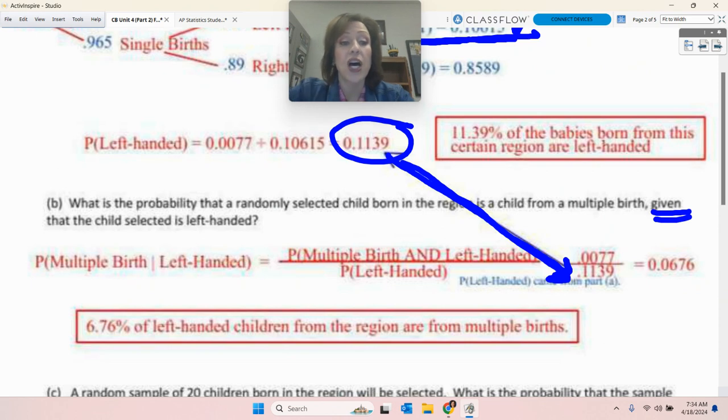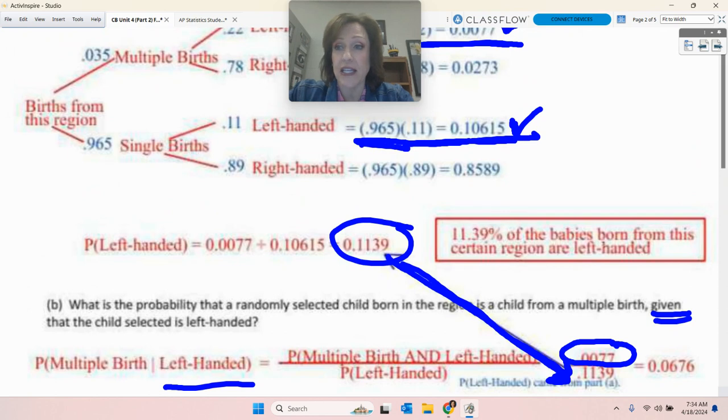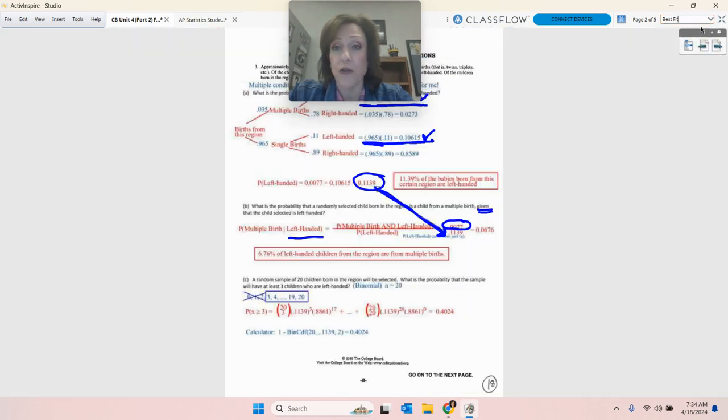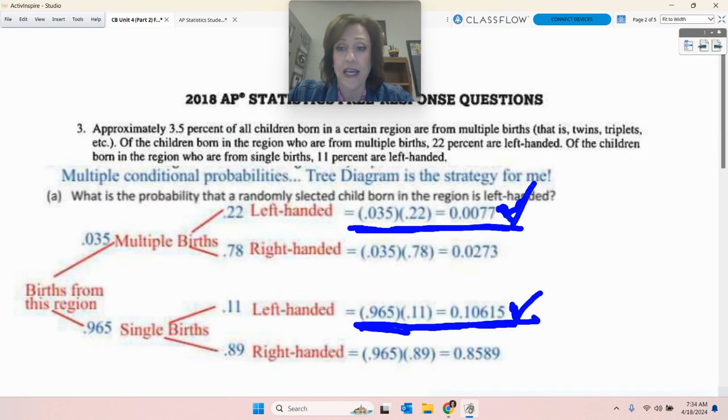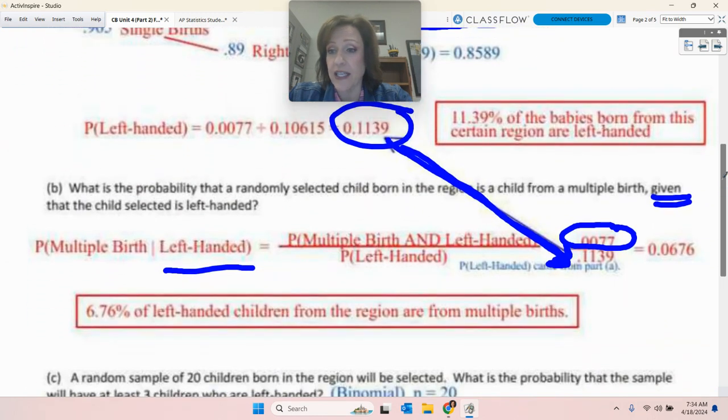And so then, of those who are left-handed, who were the multiple birth and left-handed, that has to be that intersection. And that intersection is that area up at the top. So that was this first thing that I had highlighted right here. That is the intersection of multiple birth and left-handed. So that was your numerator. And so what we got as a final answer was 0.0676.